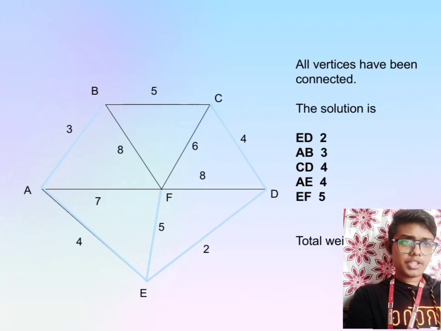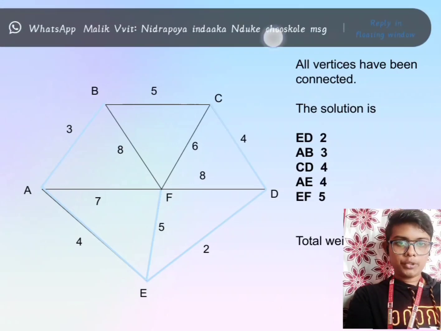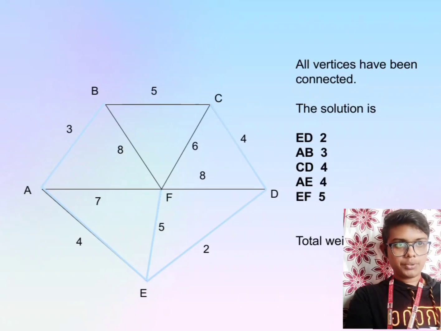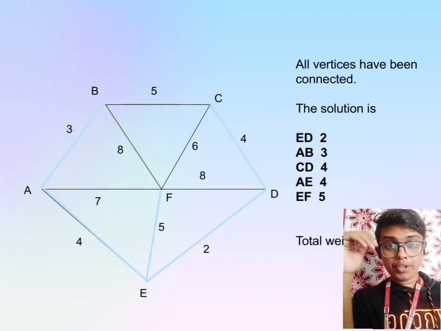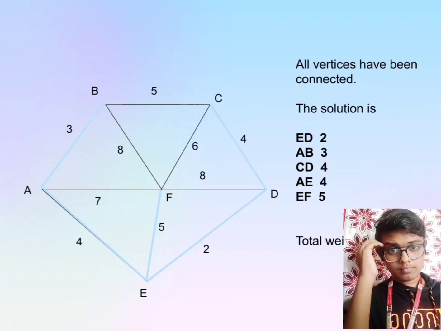Now let's look at the cost required for this minimum spanning tree. From the edges ED 2, AB 3, AE 4, CD 4 and EF 5, the minimum spanning tree cost of this graph is 18. In this way we can solve problems using Kruskal's algorithm. This is all about Kruskal's algorithm and its example. Thank you.